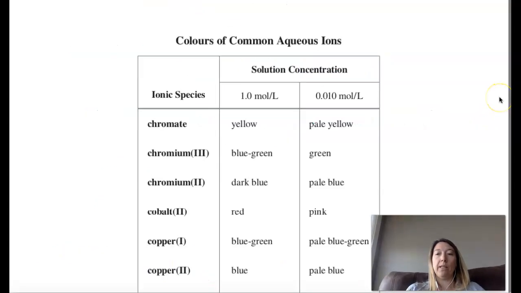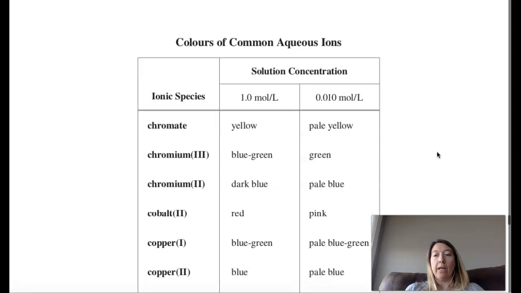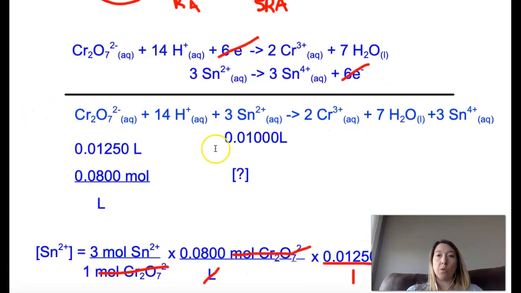So if you go to page 11 of your data booklet, you'll notice that you have a table back there. It's called Color of Common Aqueous Ions. Generally, you're going to find that when we do redox titrations, we deal with ions that have colors associated with them. So we don't have to add an indicator to tell us when it's done, because we already have some natural color changes that are going to happen as our reaction occurs. So the example we were just working on, we had dichromate, hydrogen ions, tin 2, Cr3+, water, and tin 4+.